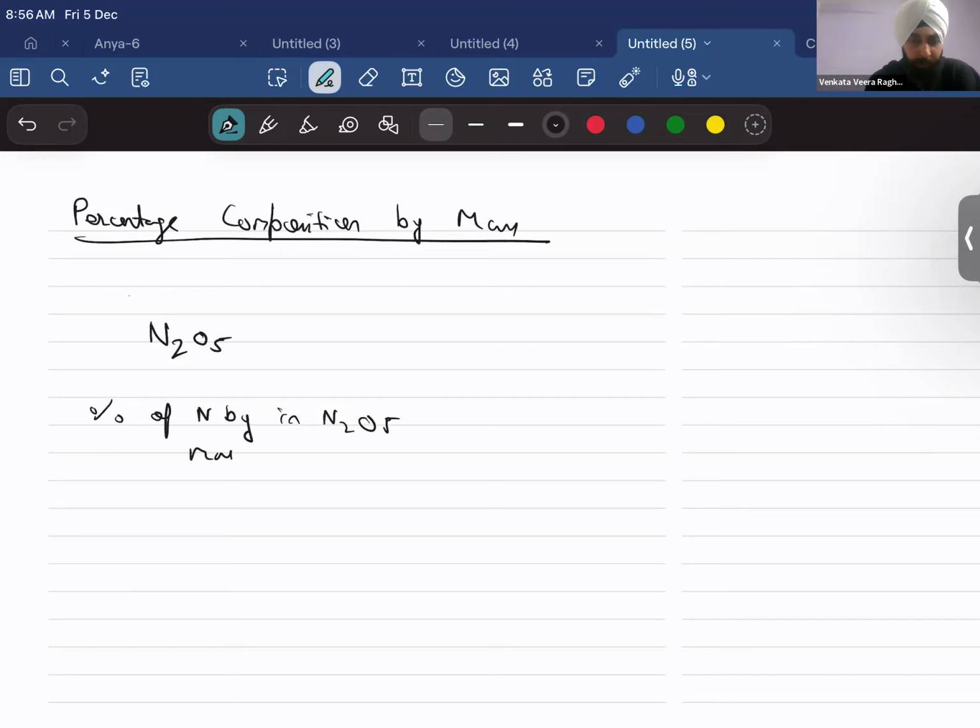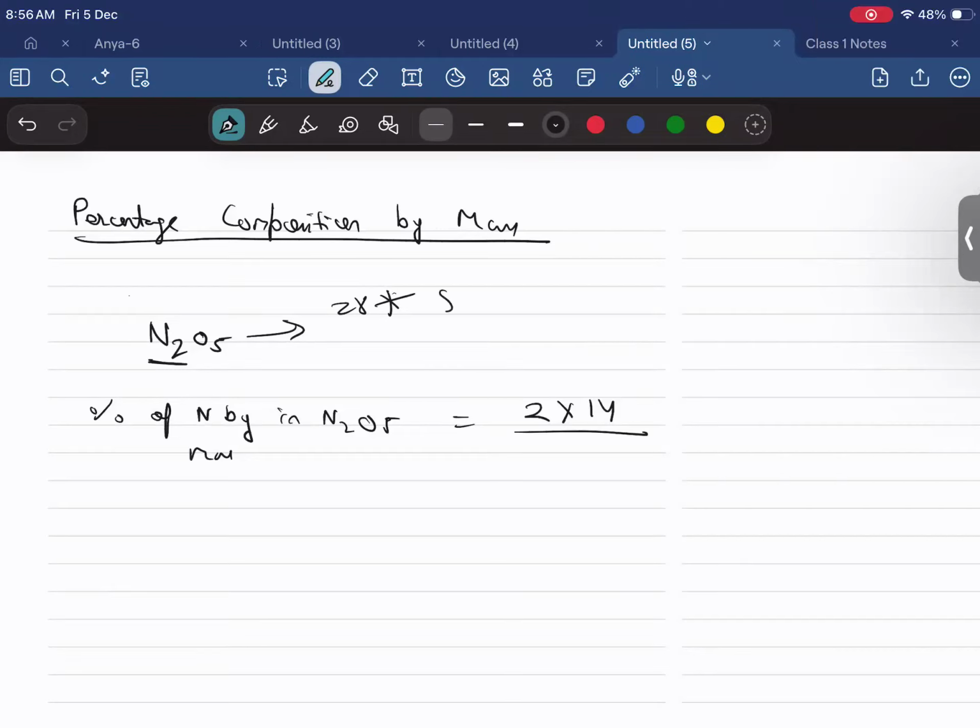Can you find it out? It's very easy. Listen carefully. How many nitrogens do you have? 2. What is the mass of one nitrogen? 14. Divided by the total mass. What is the total mass of N2O5? It will be 28 plus 5 into 16, which is 80. So 28 plus 80 is 108.